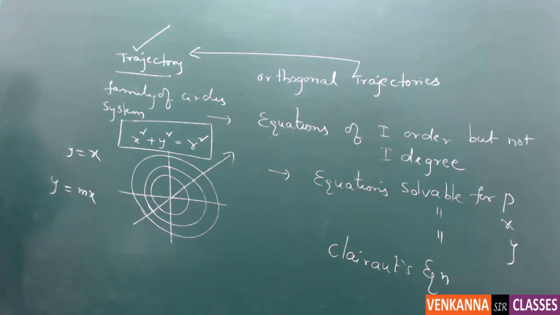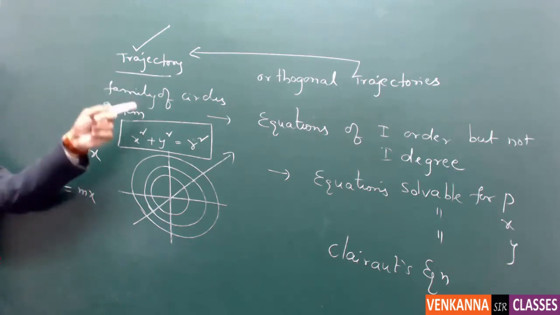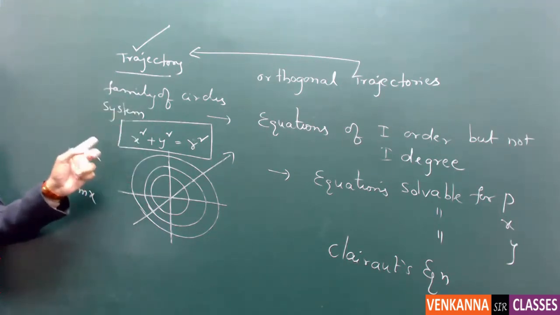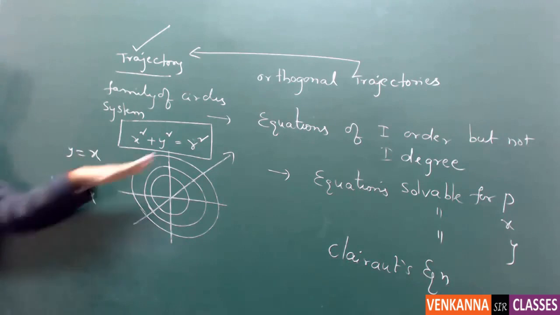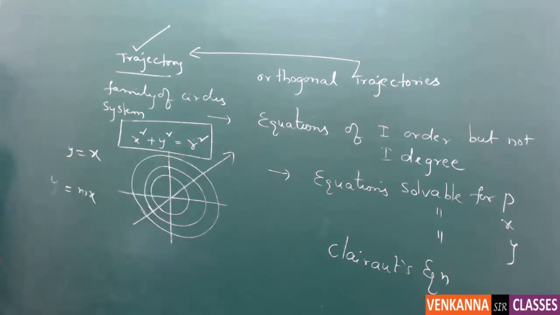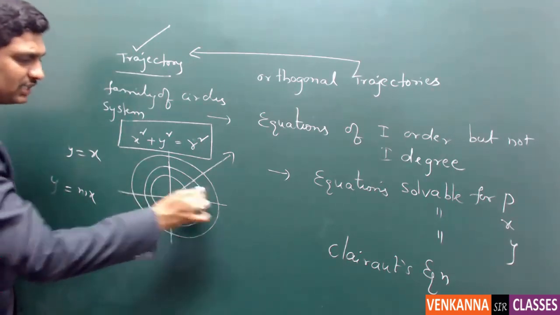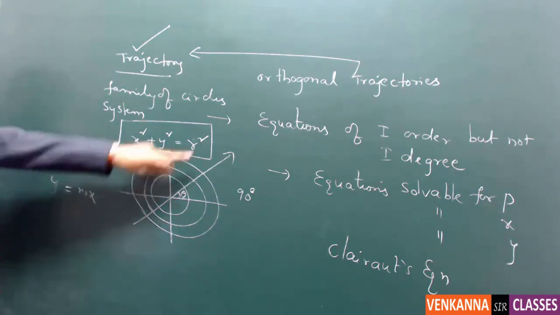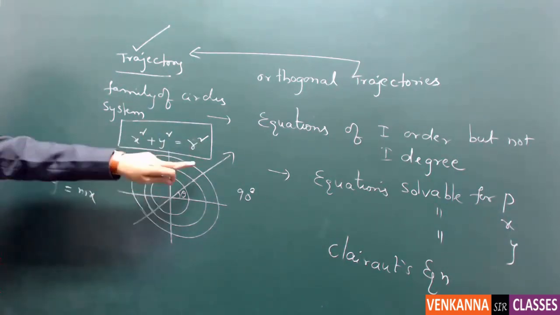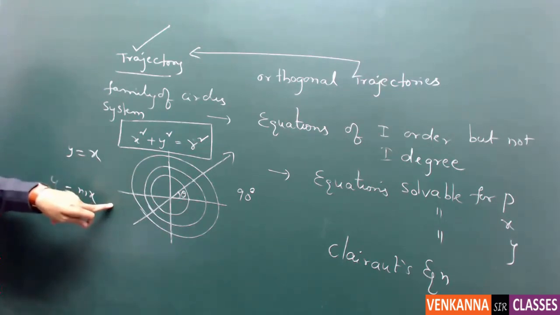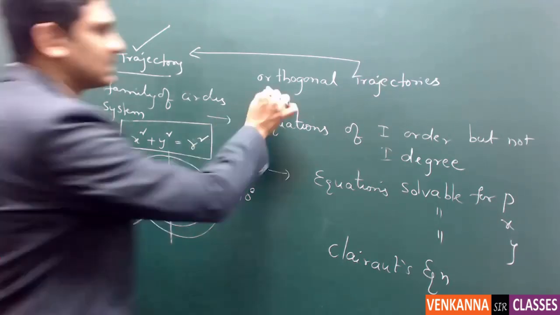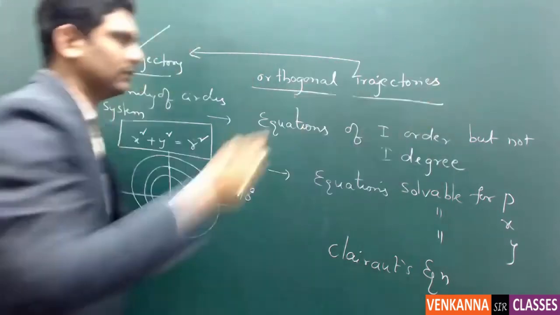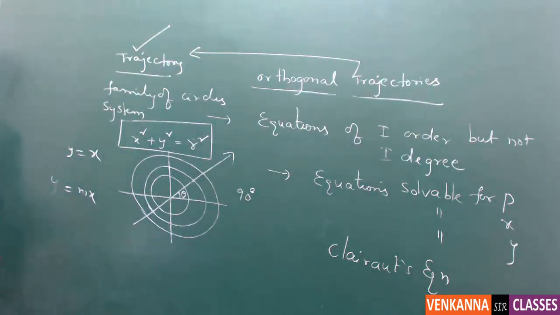So trajectory means a curve which intersects given family of curves at the fixed angle, because it is possible with a fixed angle. Now, if the angle of intersection is 90 degrees, in other words, the curve intersects the family at right angles, then it is called as orthogonal trajectory. Clear? Any questions?